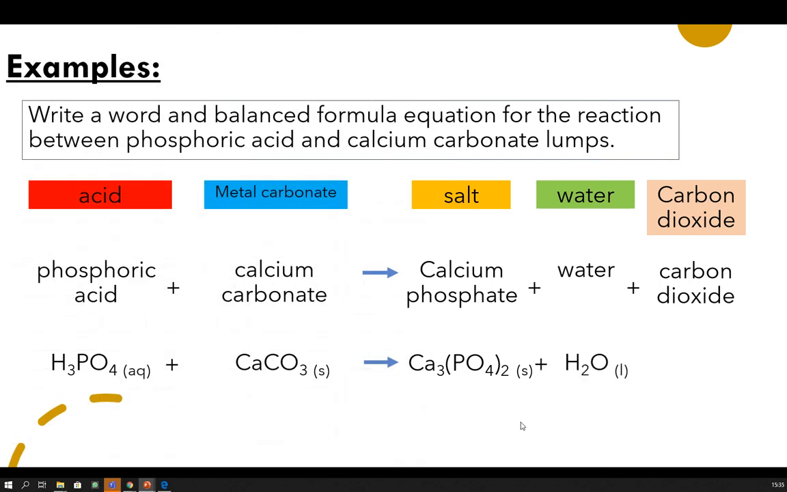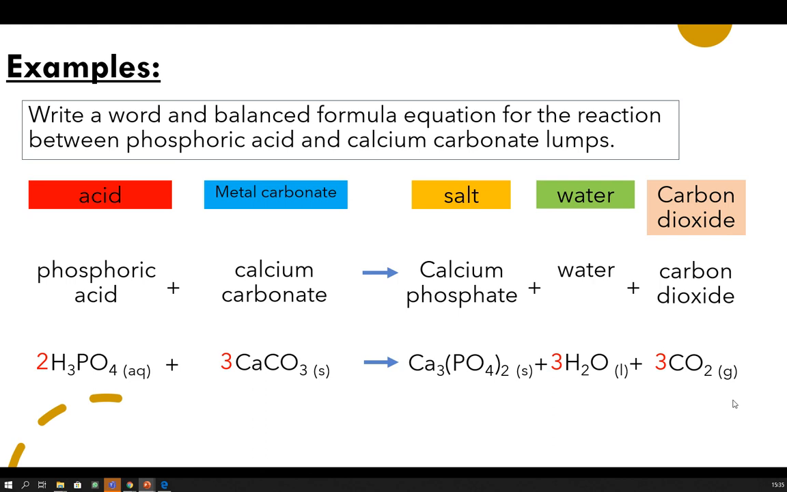We can add H2O and L to show that this is in its liquid state, and carbon dioxide is CO2, and the state symbol G telling us it's a gas. And if we balance this equation, we should end up with those numbers there, and that's the balanced equation. You can go through the balancing of the equation a little bit later, and if you struggle, just put a question onto the team chat, and we can talk you through that one. So that's just 2 examples of forming salts.